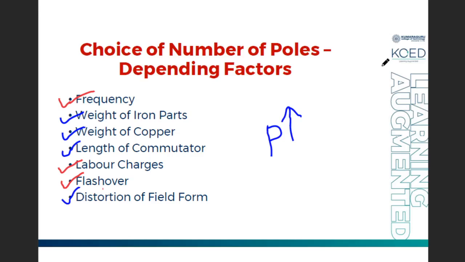But at the same time, with a larger number of poles, you will face the problem of flashover and a high amount of labor charges. You should also keep in mind that the frequency of the magnetic reversal should not exceed the range. This is not an algorithm or a step-by-step design procedure to choose the number of poles directly. We have discussed only the factors which are connected with the selection of the number of poles. You have to keep all these factors in mind and decide an optimal value for the number of poles. Thank you.